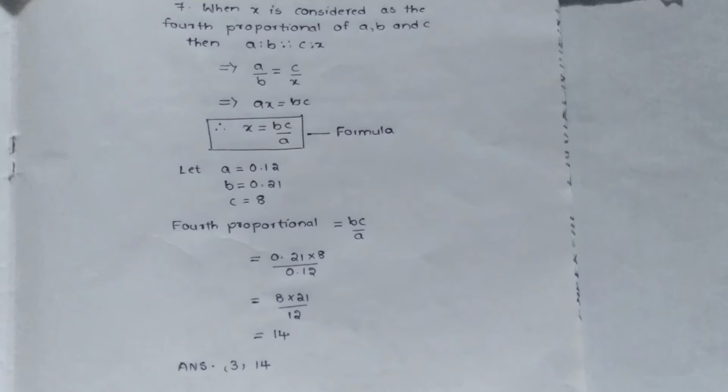Based on this formula, here I have considered A as 0.12, B as 0.21, C as 8. Depending on that formula, I have substituted the values. That is, for B 0.21, for C it is 8, for A it is 0.12. After solving this, the answer will be 14. So the fourth proportional of 0.12, 0.21, 8 is 14, which is option number 3. Now moving on to question number 8.